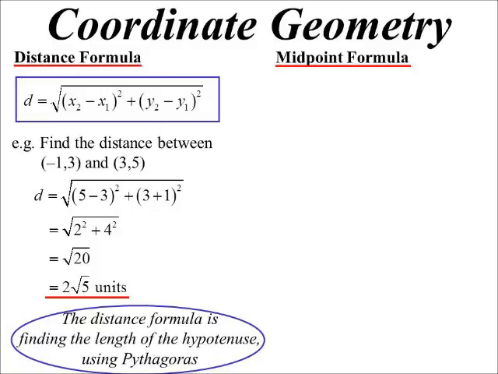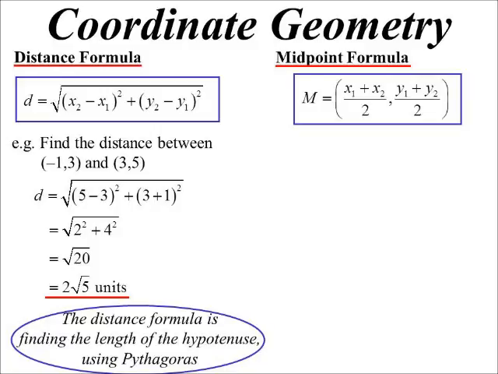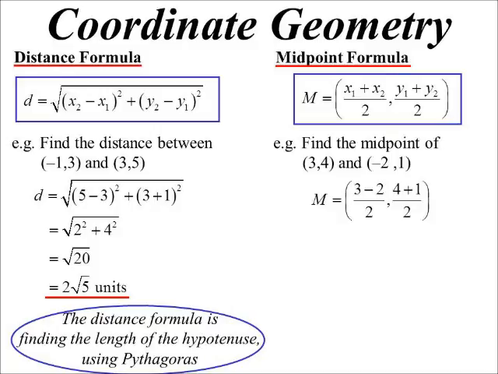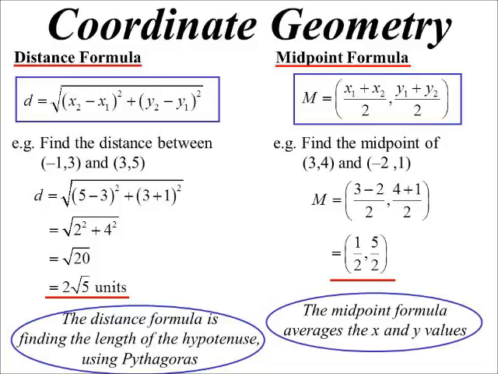Well, midpoint is the other formula you saw. There it is. It's exactly what it says: the middle of 2 points. Well, the middle of anything is the average, and that's what you're doing. You're averaging the x values and you're averaging the y values. So, for example, here we go. And we have our answer. So midpoint is just averaging the x and the y values. All right.